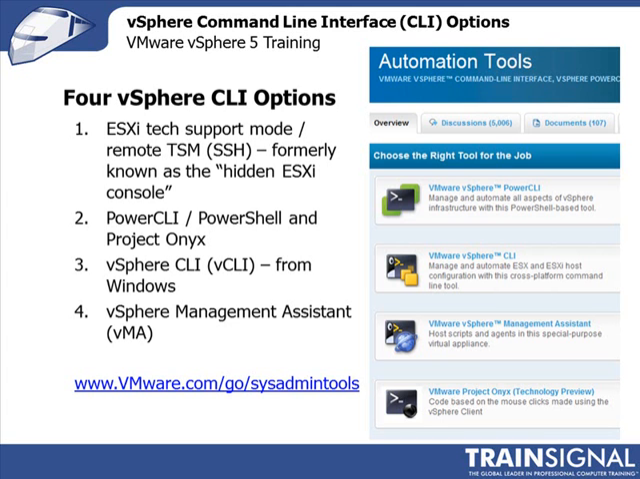And then finally, and fourth on the list there, is the vSphere Management Assistant, or VMA. VMA is a Linux-based virtual appliance that you import into vSphere, and then it gives you really like the old ESX service console, but it's in a virtual machine, and then you can use it for command line administration of your ESXi servers. Again, you can find the links to all these different options over at vmware.com/go/sysadmin-tools. But now I'm going to cover them one at a time.